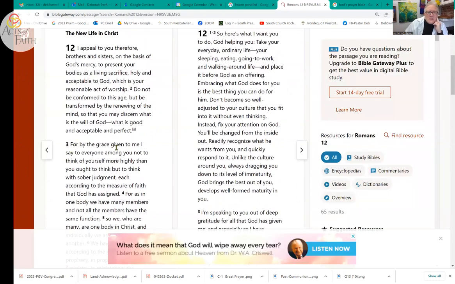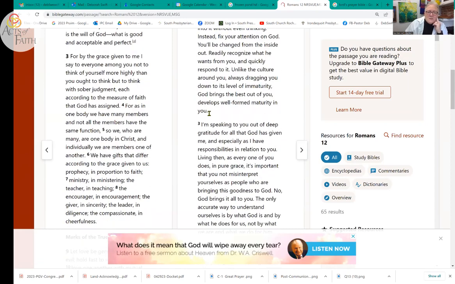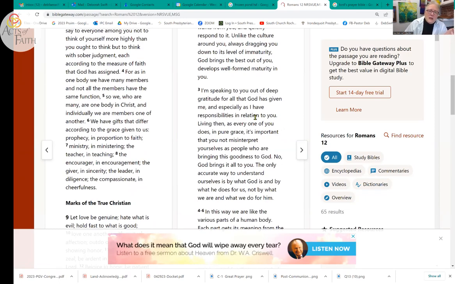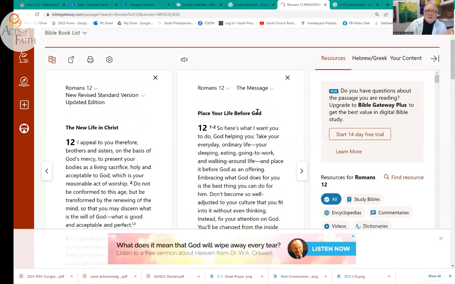Look at verse 3. "For by the grace given to me, I say to everyone among you, not to think of yourself more highly than you ought to think, but to think with sober judgment, each according to the measure of faith that God has assigned." In the Message, "I'm speaking to you out of deep gratitude for all that God has given me, and especially as I have responsibilities in relation to you. Living then as every one of you does in pure grace." You see, there are things added that explain it, but it's all in keeping with the meaning of what Paul wrote.